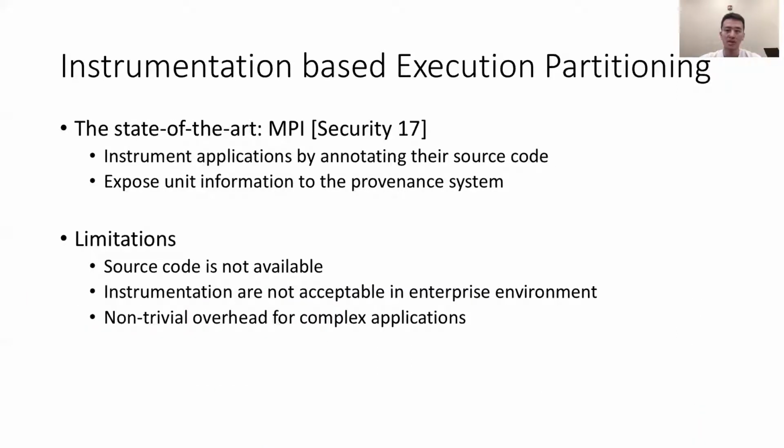The state-of-the-art instrumentation-based execution partitioning is called MPI. In this work, it instruments applications by annotating their source code. The instrumented part will expose unit-related information to the provenance system. However, MPI has several limitations. First of all, source code is not always available, and third-party instrumentation is not acceptable in enterprise environments. Also, such instrumentation will cause non-trivial overhead for complex applications.